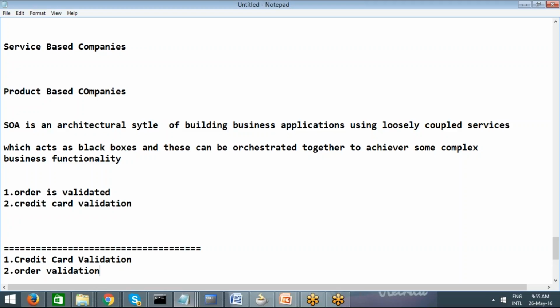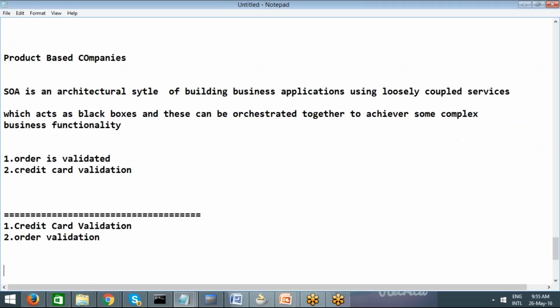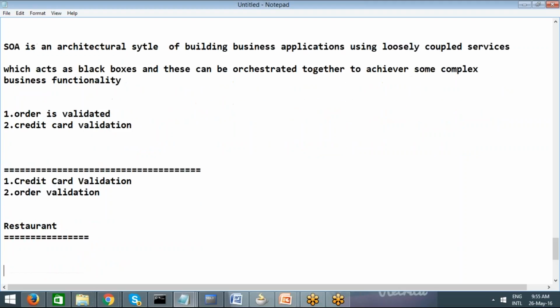I'll give you one more example. Let's say you're working in a restaurant. Restaurant is a business. Any business we talk about would have some business flow, some logic, the way they do the business or the way they execute the business flow. So they first design the business flow, and in order to design their business flow, they might leverage different services.